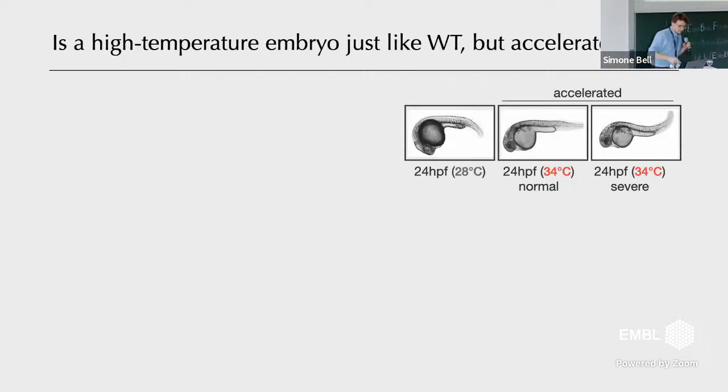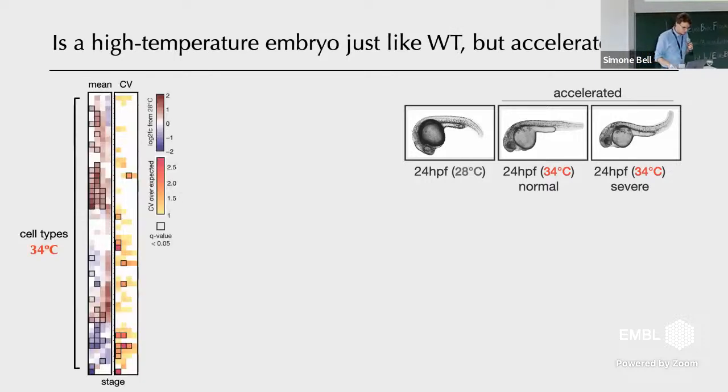Just as a reminder, when you raise these fish at high temperature, many of them look normal. This is just to give you an idea of what a normal looking fish looks like, but a lot of them have this bend in them. So there's this kind of phenotypic variability, and we want to know if we can see that in the data. And also whether these high temperature embryos are really just like a wild type embryo 4 hours ahead, or if they have some persistent effect on their anatomy or composition.